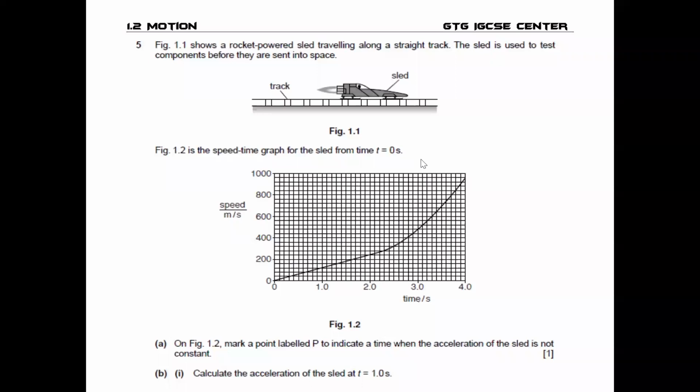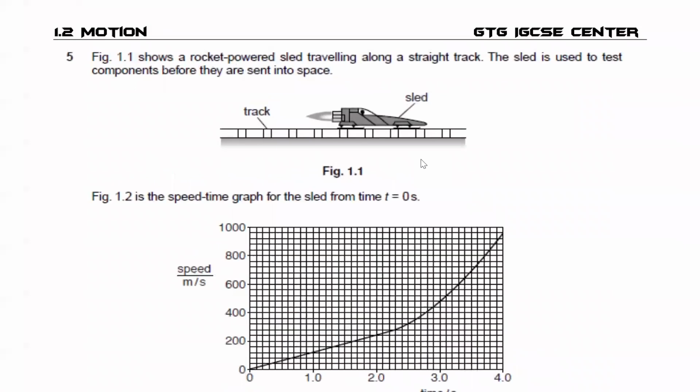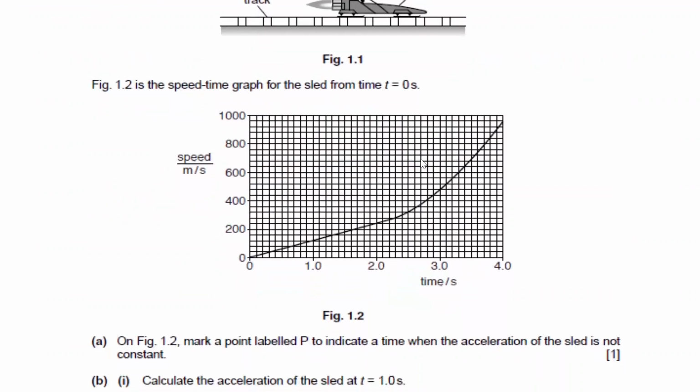Okay, everyone, let's go through this question together, since I see some of you are already a bit stuck. If you look at this question, what do they want from you? They say that a rocket-powered sled is traveling along a straight line, and the sled is used to test components before they are sent into space. Not important. Then you have this graph here.